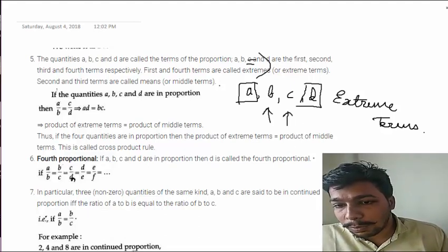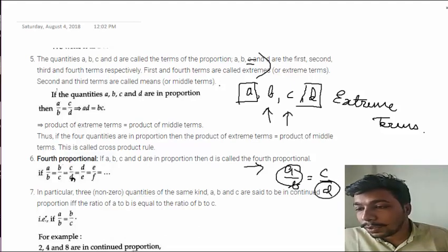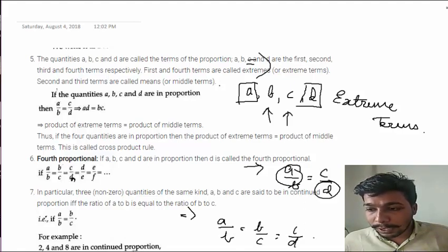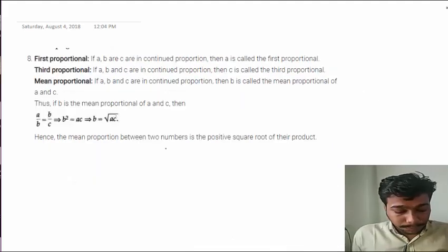Now what is fourth proportion? If we have terms A by B and C by D, then this one is first term, this one is fourth term. So D is known as fourth proportion. This proportion continues. For example, A by B is equal to B by C, then B by C equals C by D, and so on. Then this kind of ratio is known as continuous ratio.